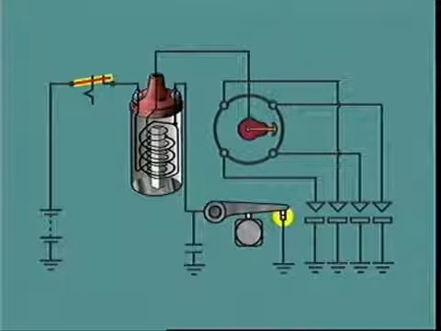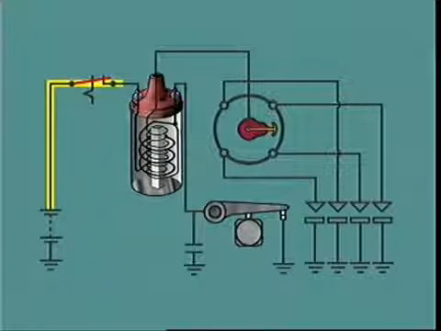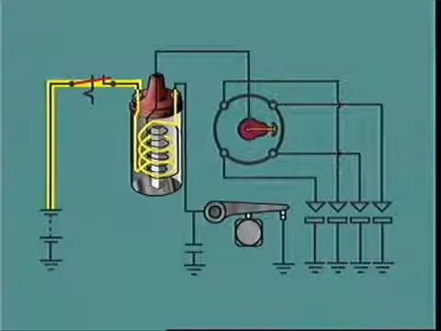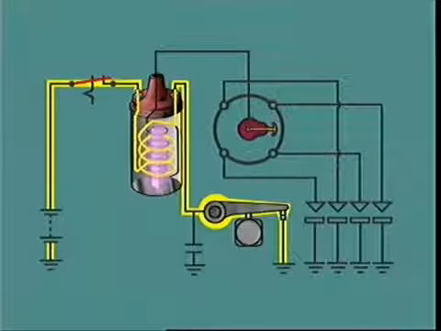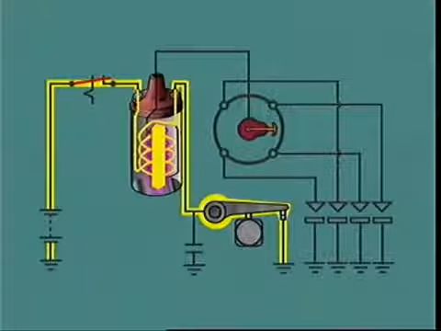With the ignition switched on and the contact breaker closed, current flows from the positive battery terminal through the ignition switch, the primary winding, and the contact breaker to ground, then back to the negative battery terminal. The current flow establishes a magnetic field around the windings. The field is intensified by the rod-shaped laminated iron core.